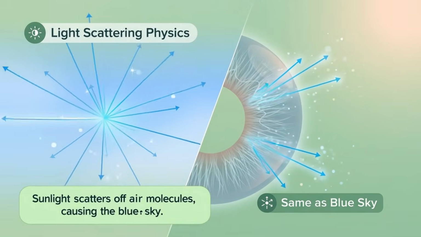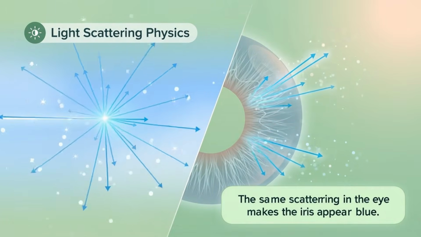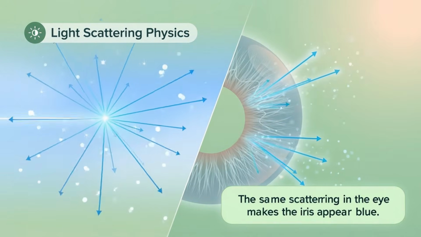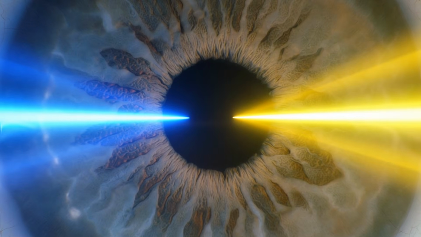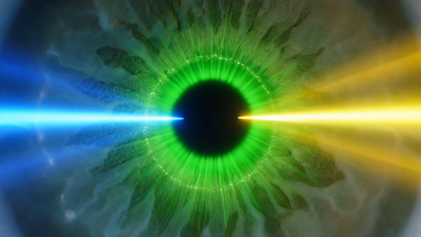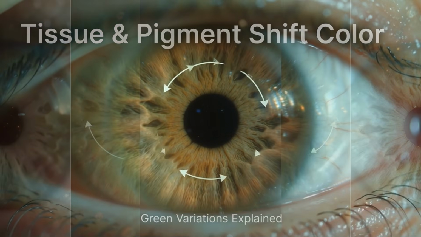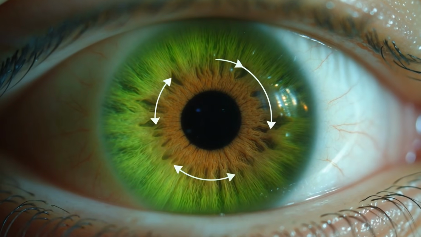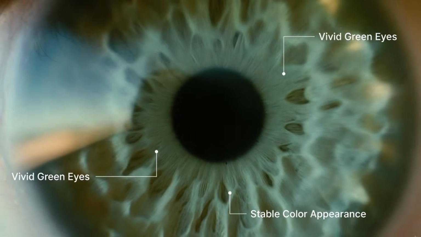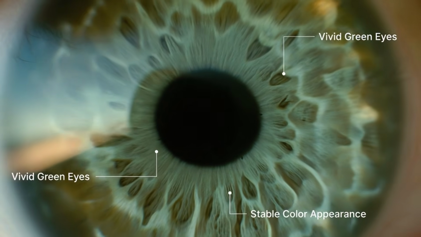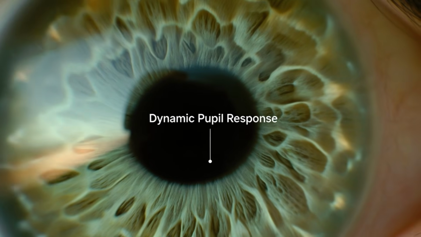That scattering phenomenon follows the same basic physics that turns the sky blue. Short wavelengths of light bounce around aggressively when they hit fine structures. Longer wavelengths pass through. When scattered blue light combines with yellow lipochrome, the resulting visual is green. Adjust the density of the tissue, the amount of pigment, or the distribution of melanin, and the green shifts into something entirely different. Let's start with what most people picture when they think of green eyes, a vivid, saturated, consistent color that doesn't shift much depending on the light.